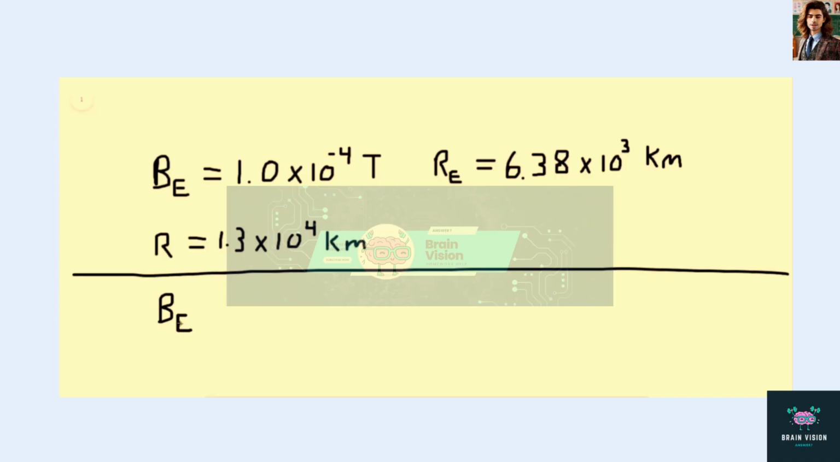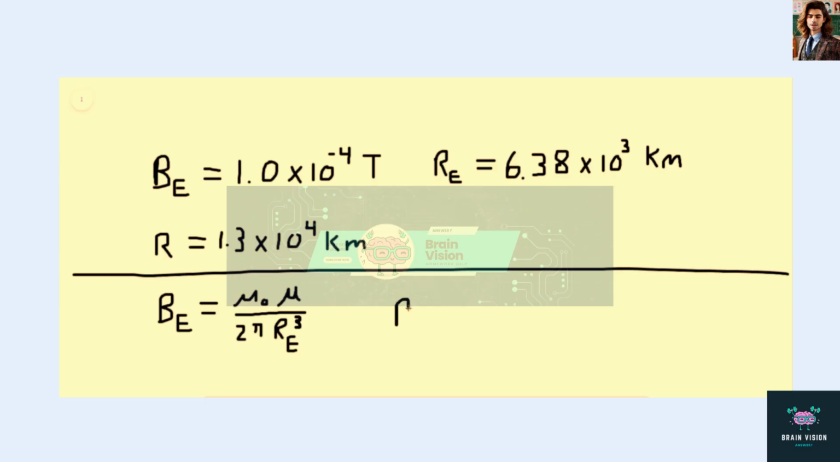So if I write out the expression for the magnetic field of Earth, B sub E, it looks something like this. It's mu naught, the magnetic permeability of free space, times mu, where mu is what I'm going to define as the magnetic dipole moment of Earth's magnetic field, divided by 2 times pi times the radius of the Earth, r sub E, cubed.